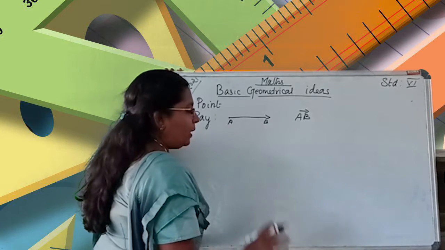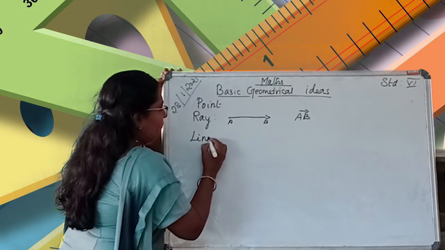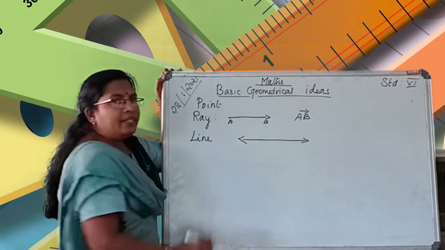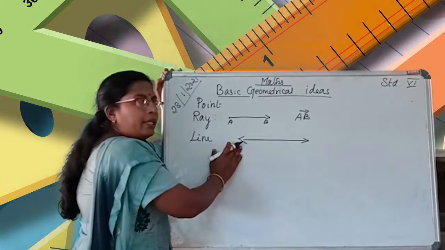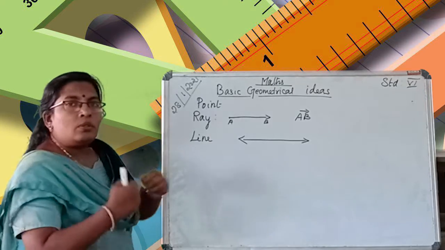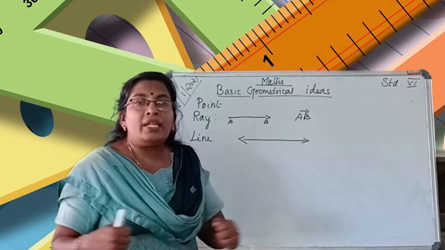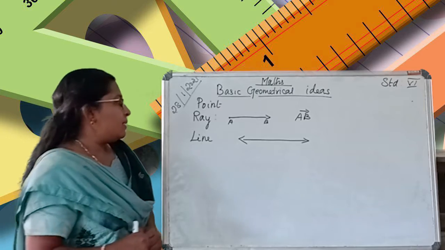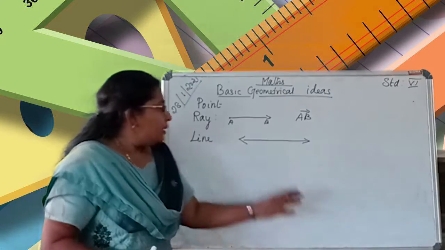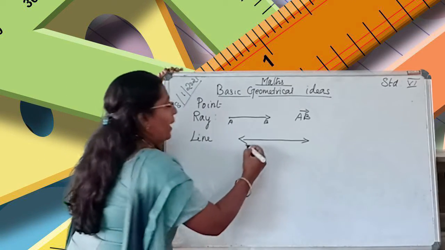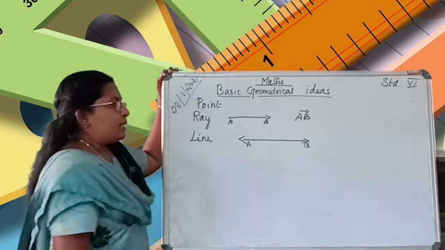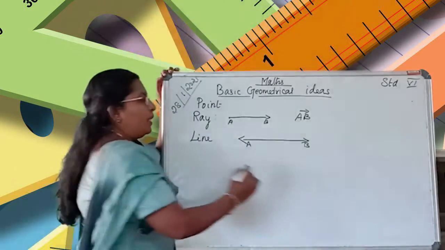Next, line. This line has no starting point and no end point. It goes on both the sides. Infinitely, it moves on both the sides. So we can't measure its length. This is a line. When you write AB, we can read it as line AB.